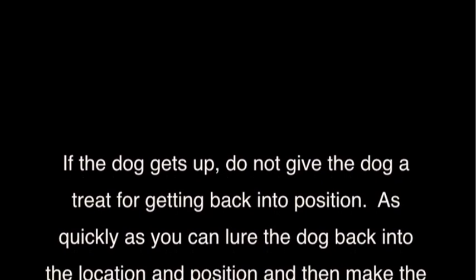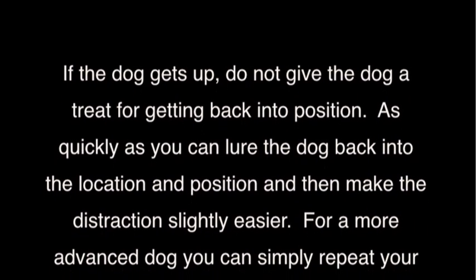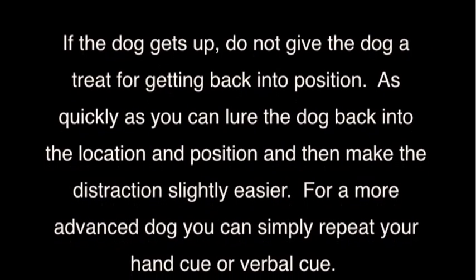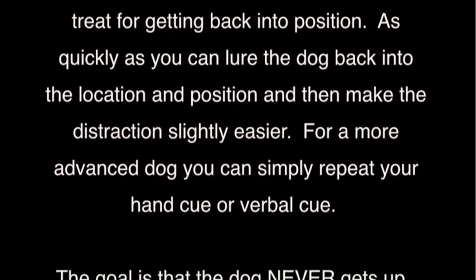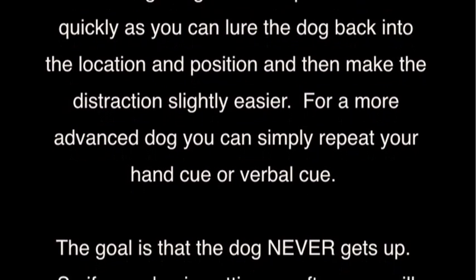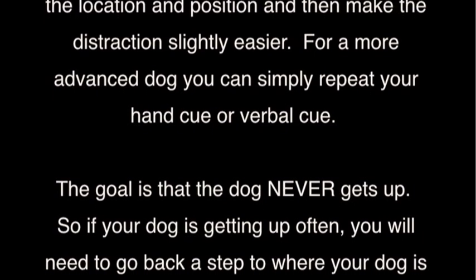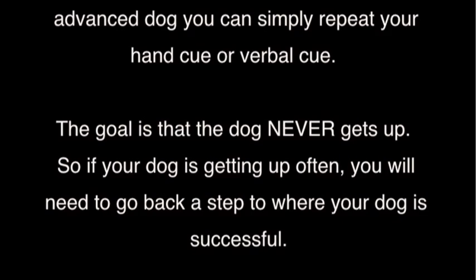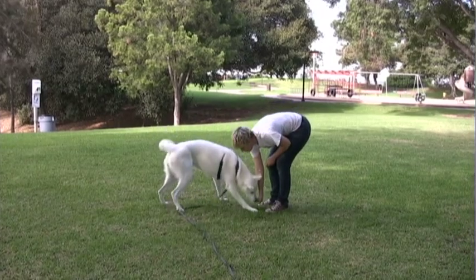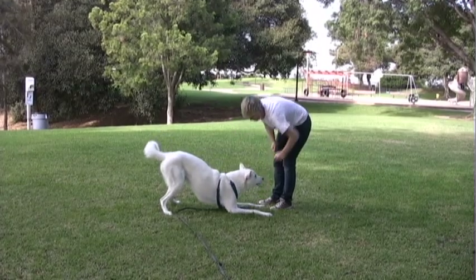If the dog gets up, do not give the dog a treat for getting back into position. As quickly as you can, lure the dog back into the location and the position, and then make the distraction slightly easier. For a more advanced dog, you can simply repeat your hand cue or verbal cue. The goal is that the dog never gets up. So if your dog is getting up often, you will need to go back a step to where your dog is successful. Yeah. Because that's one that he might get up on, I'll use it as an example.